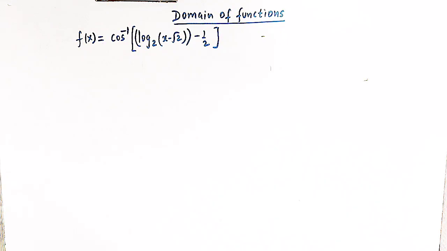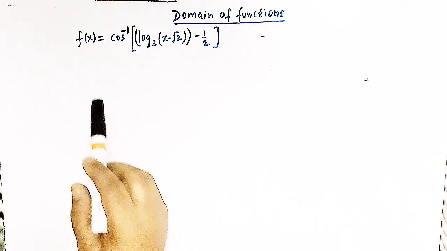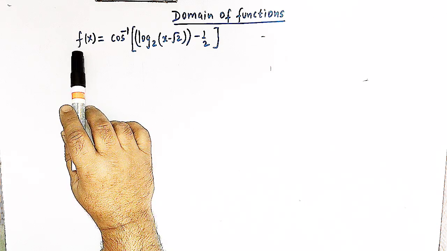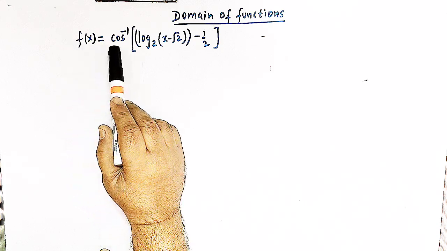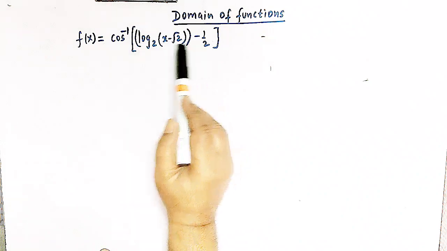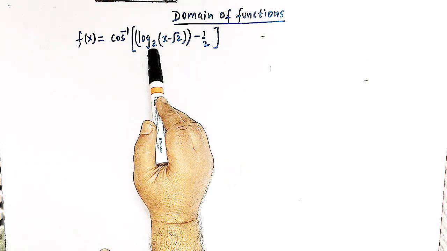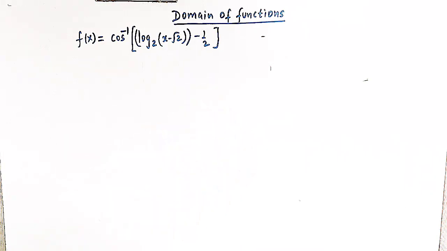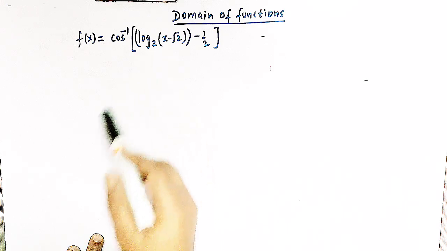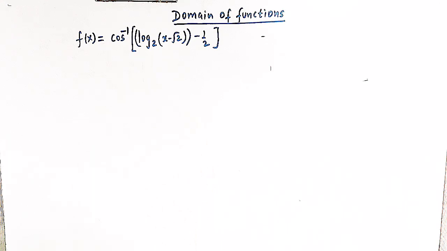Hello viewers, in today's session we are going to discuss another important problem from the domain of functions. In this class we are going to find out the domain of the function f of x equal to cos inverse of log of x minus square root of 2 to the base 2, minus half. Let us see how we can find the domain of this function using the concept of the principal value branch of the inverse cosine function.